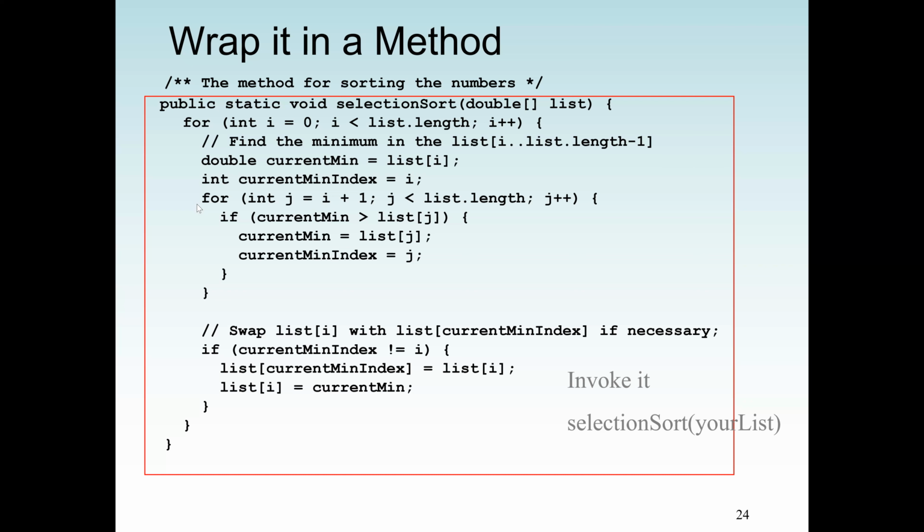Then here we also have j equal to i plus 1. This will take us to the next item. We assign the first item as the minimum, then we go to the second item and compare the second item with the minimum.